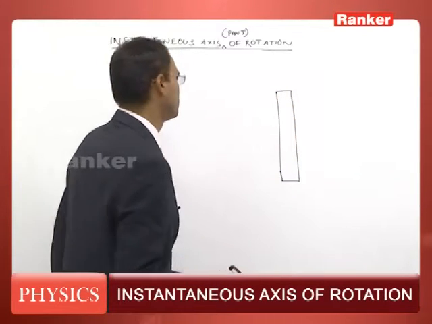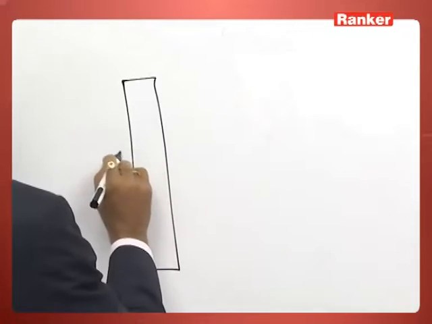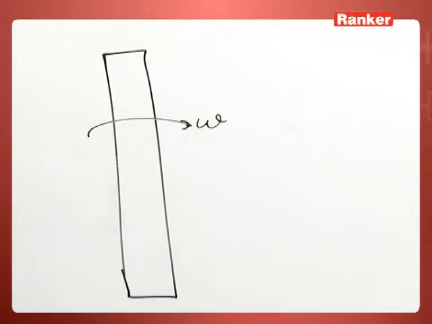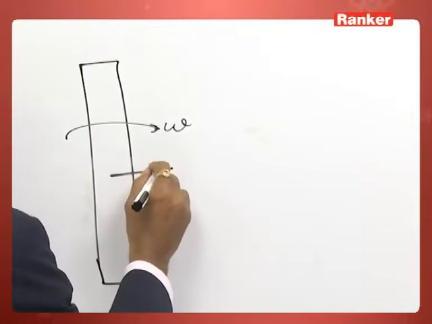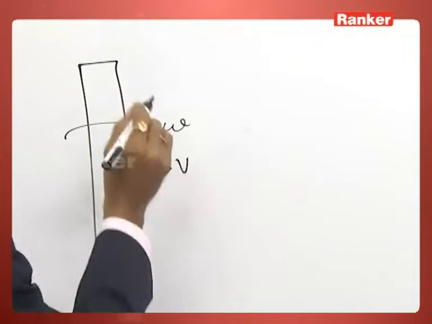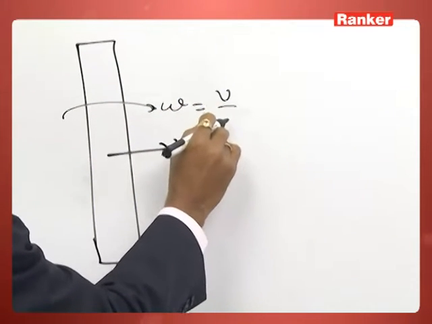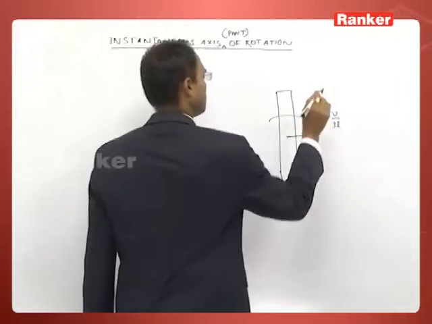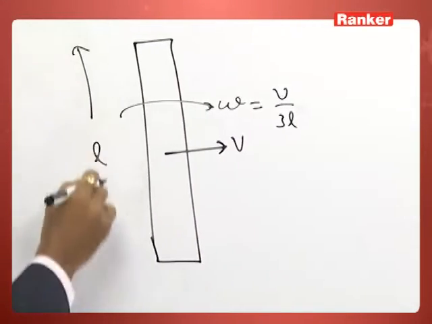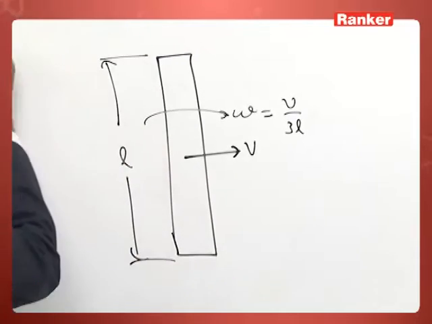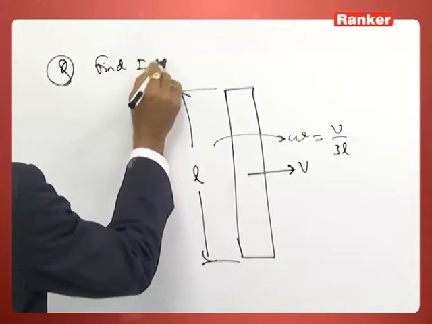This is a rod. Spins with angular velocity omega, and the center of the rod moves with velocity v. So the omega is equal to v by, say, 3L. L is the length of the rod. Question is, find instant axis of rotation.